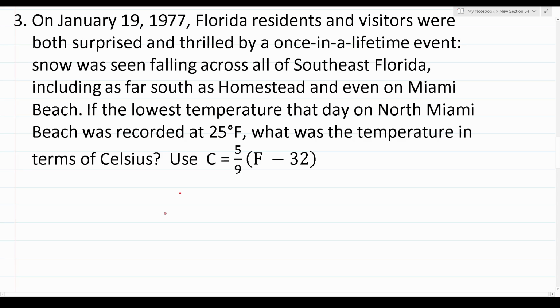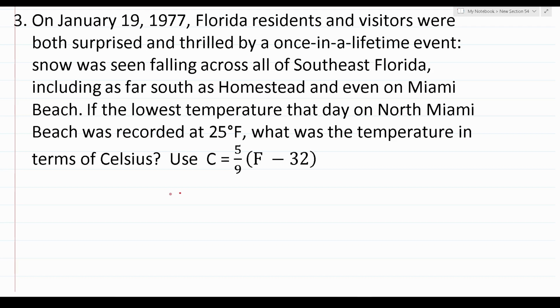All right, so number 3 here says on January 19th, 1977, Florida residents and visitors were both surprised and thrilled by a once-in-a-lifetime event. Snow was seen falling across all of southeast Florida, including as far south as Homestead and even on Miami Beach. If the lowest temperature that day on North Miami Beach was recorded at 25 degrees Fahrenheit, what was the temperature in terms of Celsius?